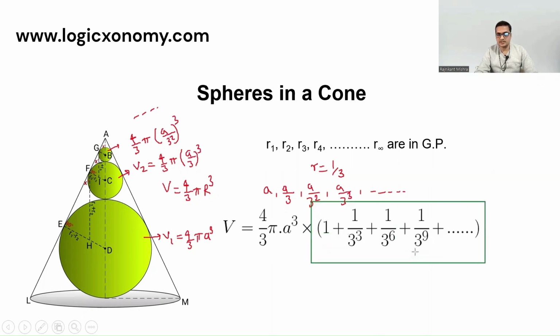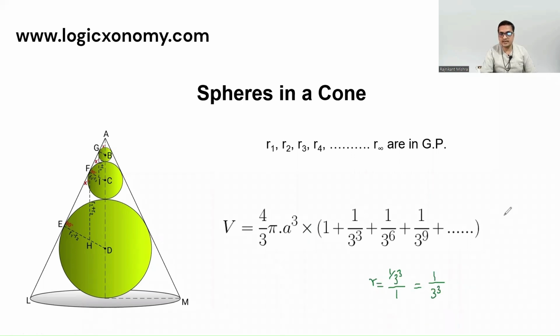Here this is a GP series and the common ratio, second term by first term, is equal to 1 by 3 cube. It is an infinite GP series with R less than 1, and we know the sum of an infinite GP series is equal to A upon 1 minus R. Here A is the first term and R is the common ratio. Here R is less than 1.